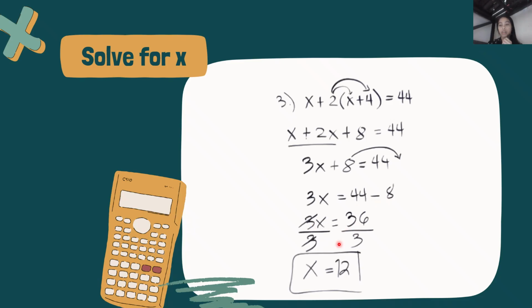So we divide both sides by 3, and that will be our final solution: x is equal to 12.